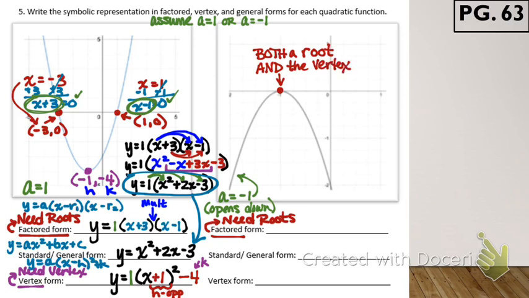Since there's only one root, and that one root is the vertex, that means my vertex form and my factored form will be identical. Absolutely 100% the same. Negative 1 and 0 are the root and vertex. So I'm going to go ahead and write this factored form then. I have y equals, what's my a value? Negative 1 because it's upside down. You do have to have the negative sign. If you choose not to write the 1 part, that's okay, but you have to have the negative sign.